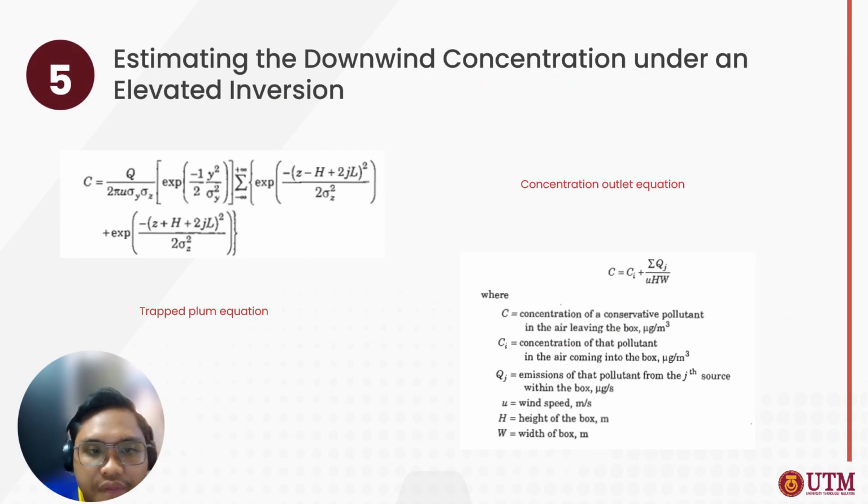So this is the fifth equation, which is estimating the downwind concentration under an elevated inversion, which has two equations, the trapped-plume equation and the concentration outlet equation, shown in this slide.